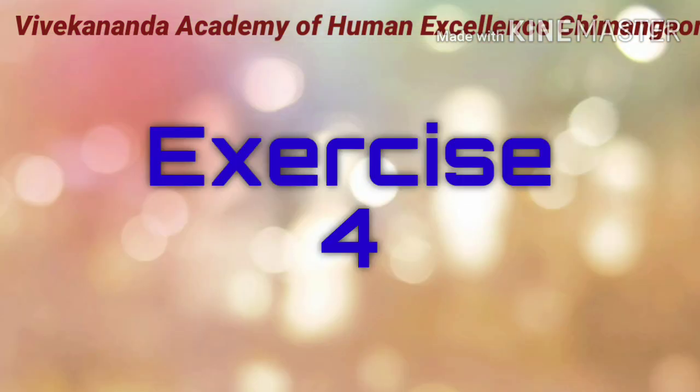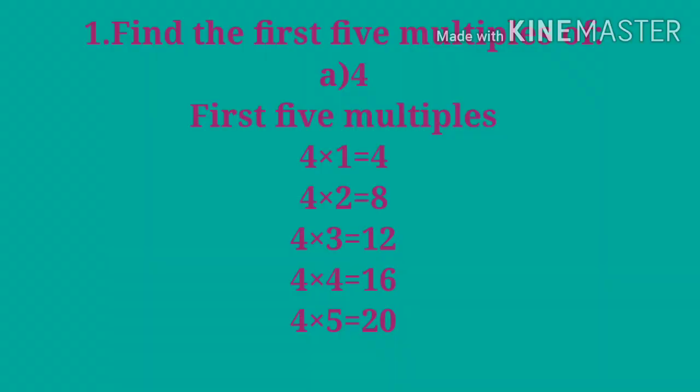So see, students, exercise 4. Now we will solve the first example. First question, see, find the first 5 multiples of 4. To get 5 multiples of 4, we have to multiply 4 by 1. We get product 4. Second, we multiply 4 by 2.